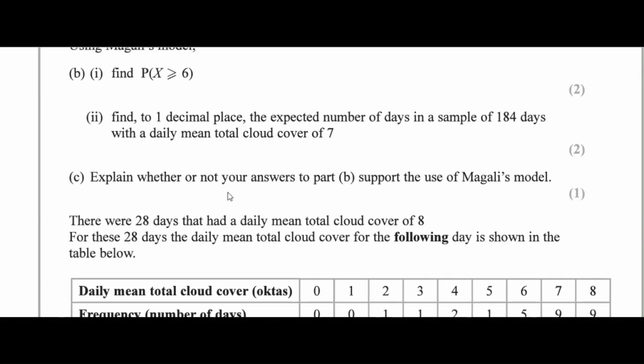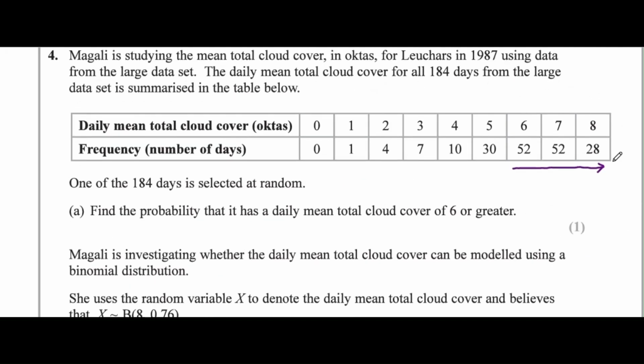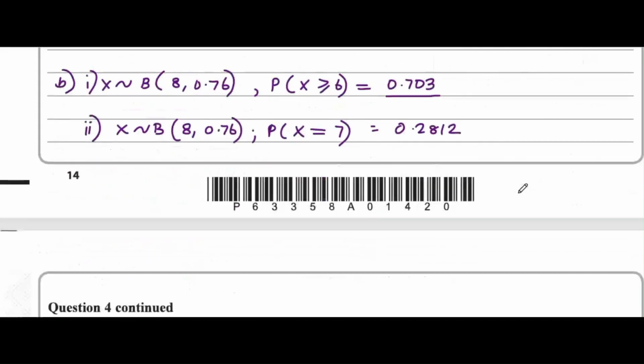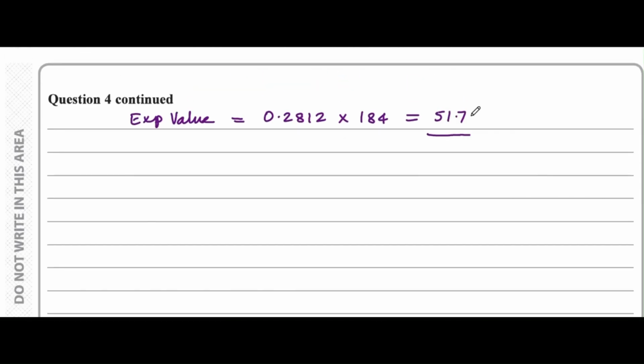Part C. Explain whether or not your answers to Part B support the use of Magali's model. From the table, we can see that the actual number of days which had a cloud cover of 7 is 52. And from the model calculation that we had, it was 51.7. So they are quite close to each other. Therefore, we can say this model is supported.